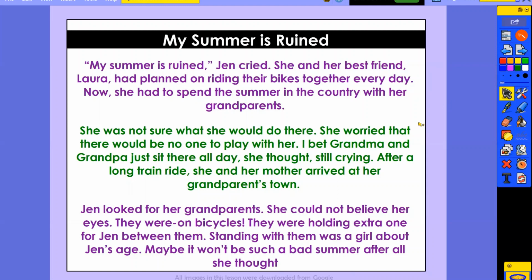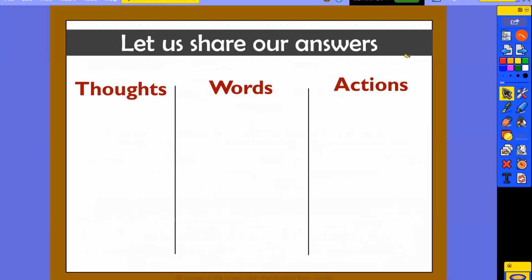Okay, so if you are not done categorizing the events of this story in your 3 columns, pause the video right now and answer, okay? Copy the passages or the events in your columns. Let's go and see what the answers are. We're going to share our answers. So we have thoughts, words, actions. Let's see what are the things that happened in Jen's head or the things that she thought about. Okay, so first we have this.